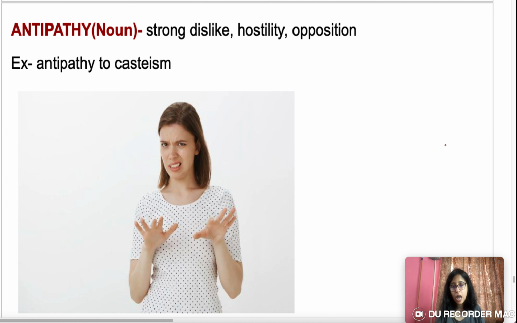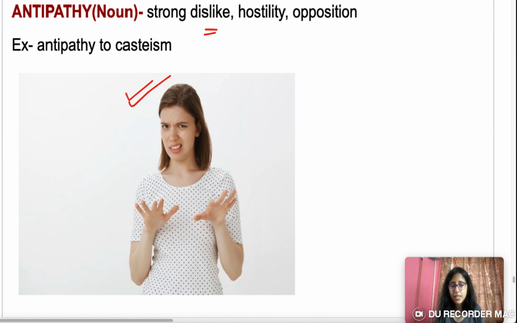Okay. Next is antipathy. Antipathy is a noun and antipathy means a strong dislike for something or someone. Look at this woman. This woman dislikes something, so she is giving this expression. Okay. So antipathy means strong dislike. It can also mean hostility for something or opposition. Okay, so example, antipathy to casteism, that is disliking casteism.